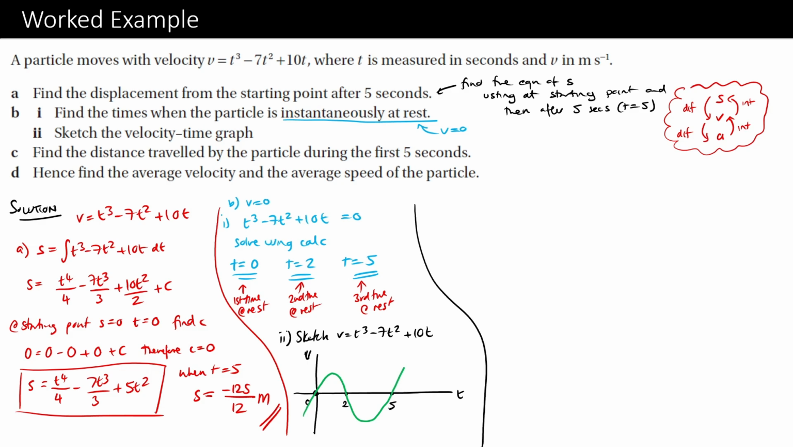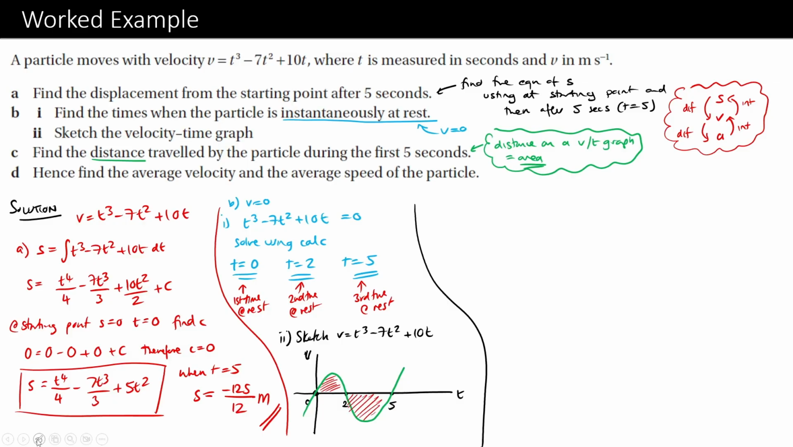Then for part C, it's asking us to find the distance travelled by the particle during the first 5 seconds. Now the distance on a VT graph equals the area. So what this question is asking me to do is find the area of the curve on the velocity time graph between 0 and 5 seconds.